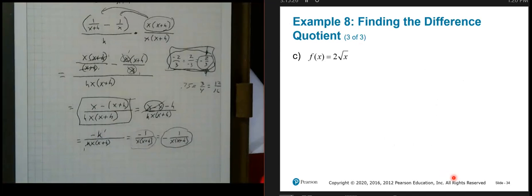Okay. Yeah, square roots. Square roots are fun. No, they're not. Yes, they are.